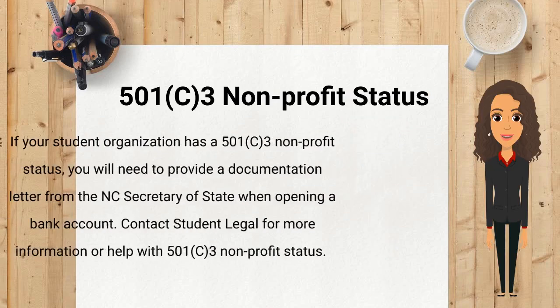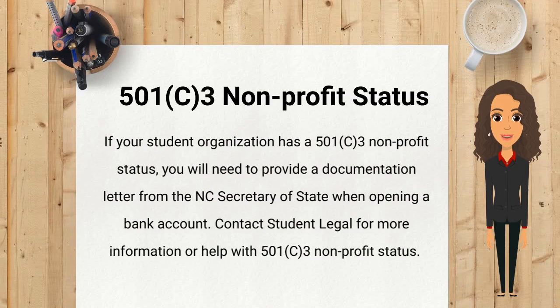If your student organization has 501c3 nonprofit status, you will need to provide a documentation letter from the North Carolina Secretary of State when opening a bank account. Organizations do not automatically gain 501c3 nonprofit status when becoming a registered student organization at NC State. Organizations will have to apply and pay a fee to the North Carolina Secretary of State to gain 501c3 nonprofit status. Please reach out to Student Legal Services for more information and help with 501c3 nonprofit status.